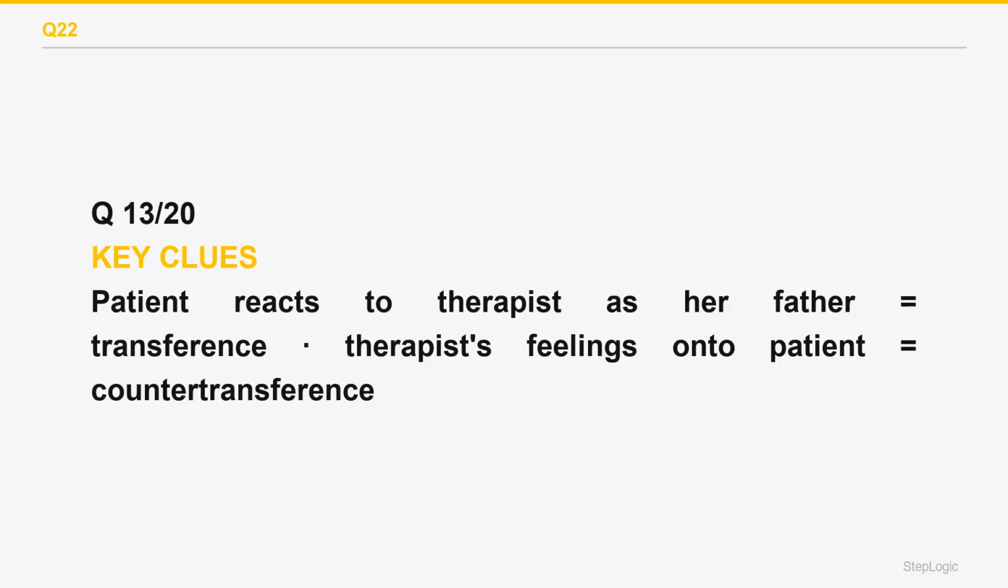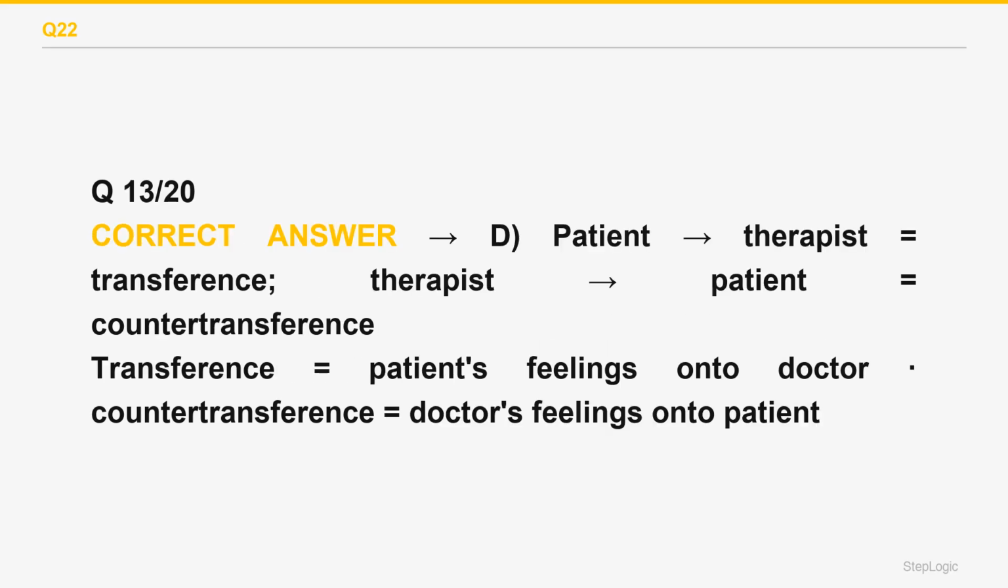These are transference and countertransference. Transference is when the patient redirects feelings and attitudes from an important person in their past, often a parent, onto the therapist or physician. Here, the patient reacts to her male therapist as if he were her critical father, projecting that paternal relationship onto him. Countertransference is the reverse, when the therapist or physician redirects their own feelings onto the patient. Here, the therapist feels protective because the patient reminds him of his daughter. His personal feelings are projected onto her. The correct answer is D.